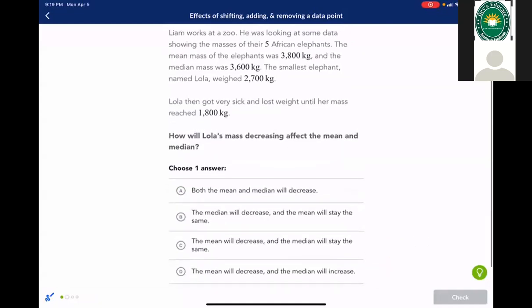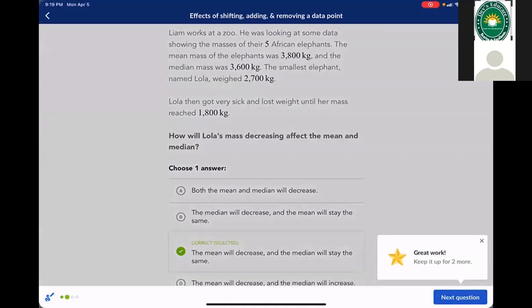Liam works at a zoo. He's looking at some data showing the masses of their 5 African elephants. The mean mass of the elephants was 3,800 kg, and the median mass was 3,600 kg. The smallest elephant, named Lola, weighed 2,700 kg. Then Lola got very sick and lost weight until her mass reached 1,800 kg. How will Lola's mass decreasing affect the mean and median? Both the mean and median will decrease. The mean will decrease and the median will stay the same. Yeah. All right.